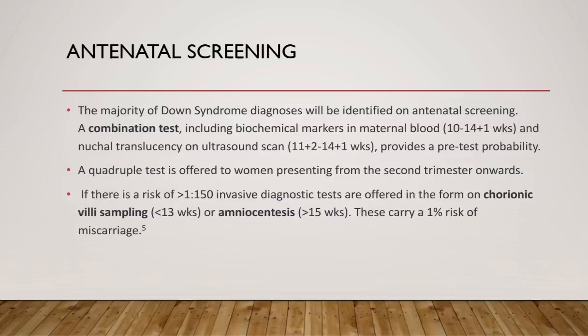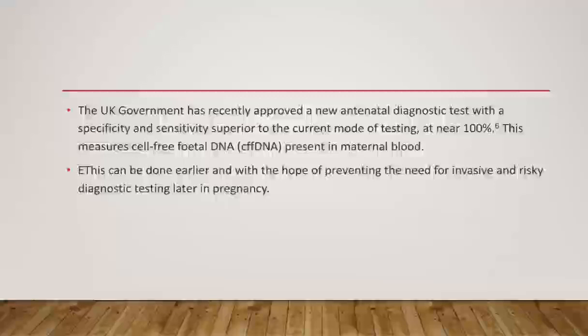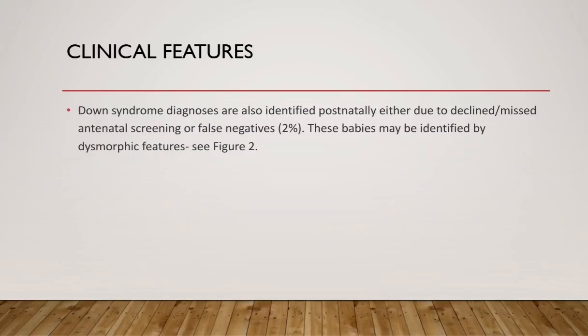If there is a risk of greater than 1:150, invasive diagnostic tests are offered in the form of chorionic villus sampling or amniocentesis. This carries a 1% risk of miscarriage. The UK government has recently approved a new antenatal diagnostic test with specificity and sensitivity superior to the current mode of testing. At near 100%, this measures cell-free fetal DNA present in the maternal blood. This can be done earlier, with the hope of preventing the need for invasive and risky diagnostic testing later in pregnancy.